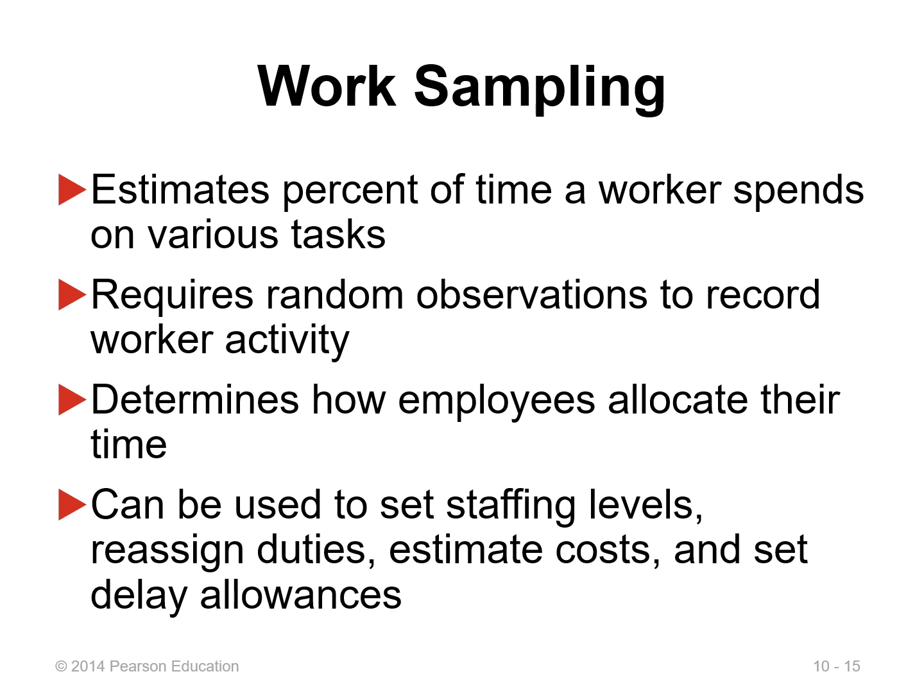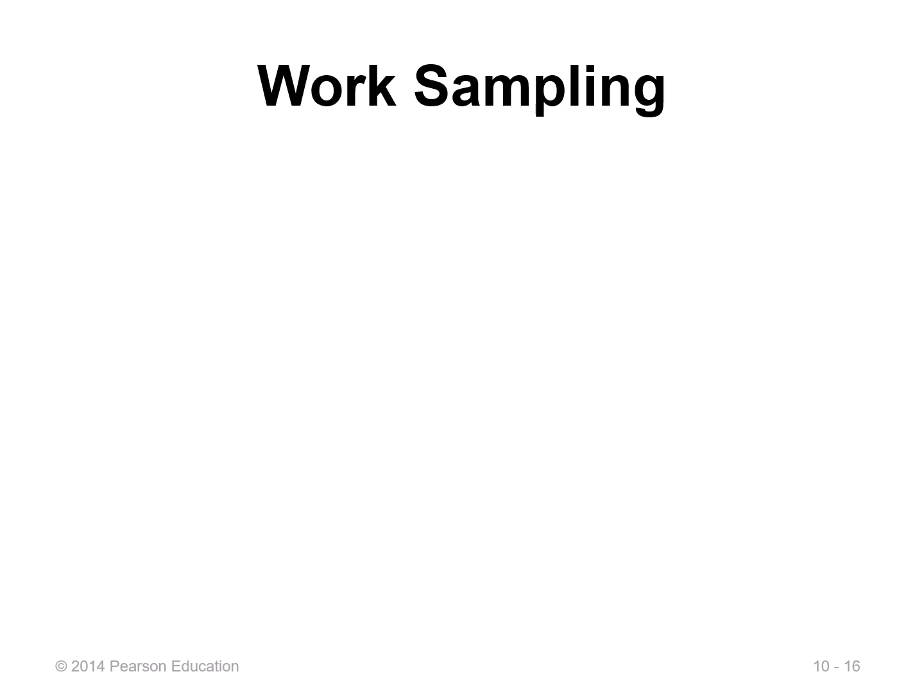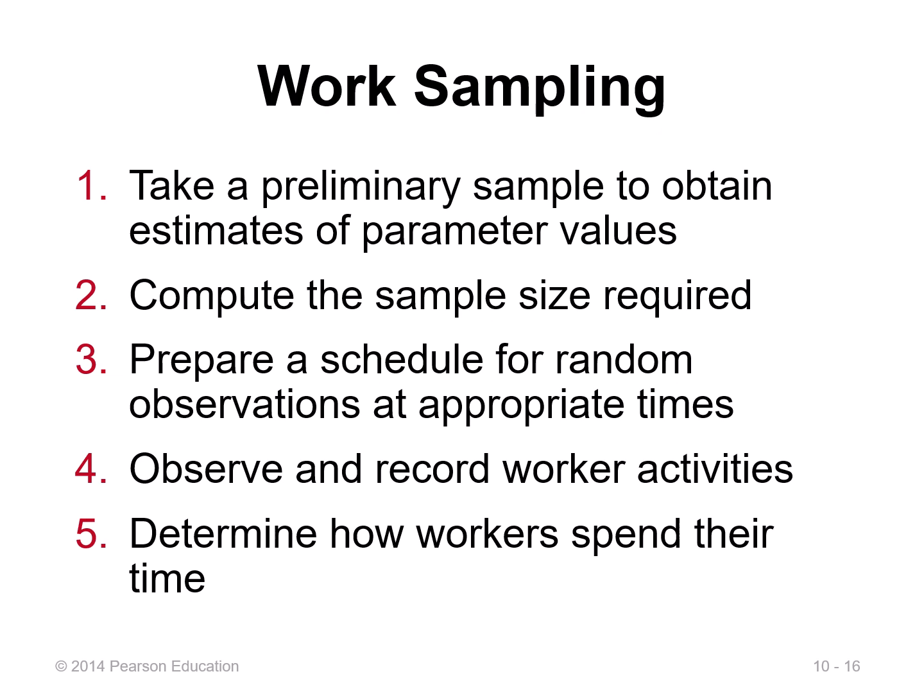So to conduct a work sampling study, we follow these five key steps. Number one is to take a preliminary sample to estimate the initial values. Second is to compute the required sample size to ensure statistical accuracy.